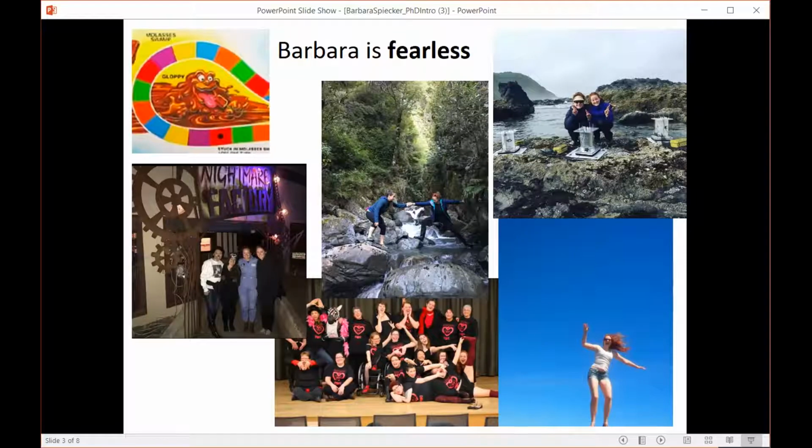Barbara, during her PhD, has shown us just how fearless she is. During her PhD, she not only acted in a play, she went into the scariest haunted house you've ever been in, was totally calm. She's helped her friends over difficult terrain and even dodged the waves to put tiny little electronics installed into the intertidal. Fearless.